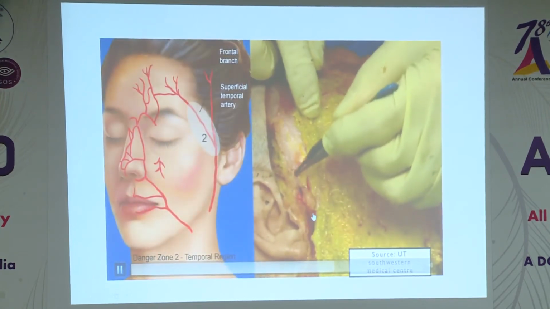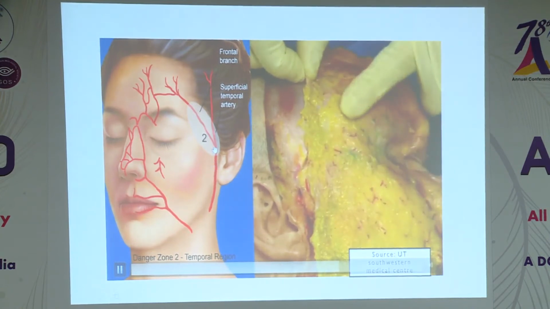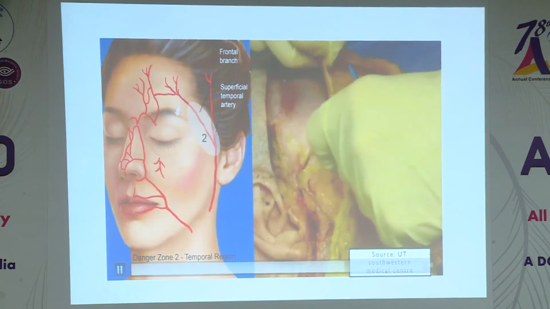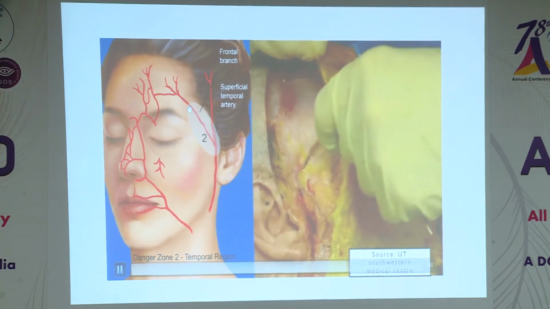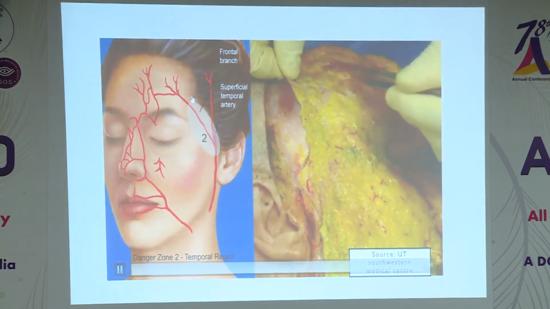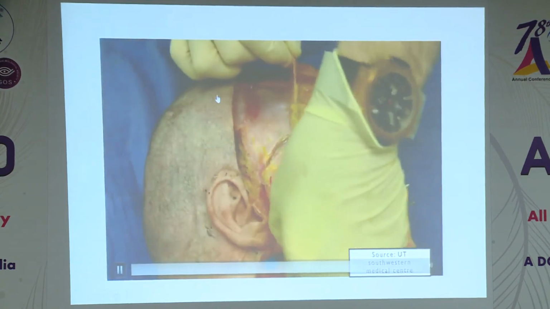The important thing to know here is that the superficial temporal artery, as it goes up, gives a frontal branch here, which is around 1 finger breadth above the brow. So when you inject fillers, obviously you always aspirate first. Don't inject in this area. This is the danger zone again.